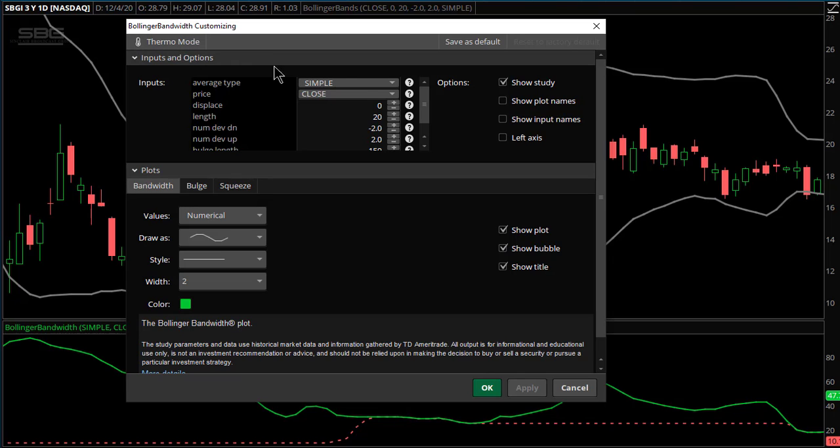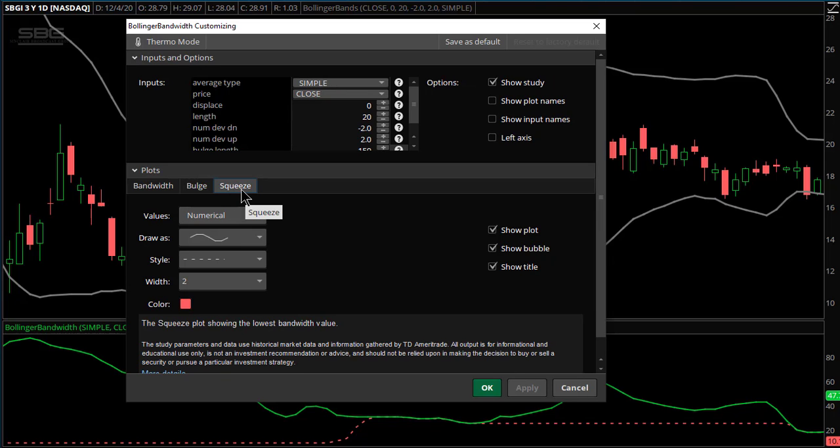Again, it might be a little different term depending on your charting platform. Bandwidth is usually what it's called. Then you get the bulge, which I don't mess around with too much, and then you get to the squeeze. So we've got a Bollinger Band bandwidth that we plot. That's showing how far away the upper and lower Bollinger Bands are from each other. The bulge is when you get a big width between them. I don't show that plot, so I just uncheck show plot.